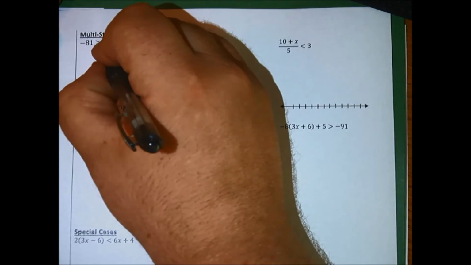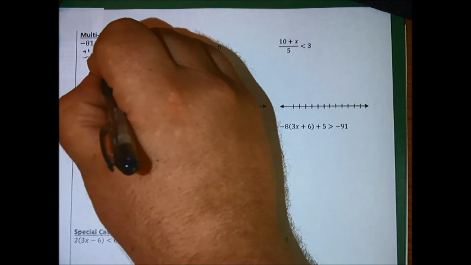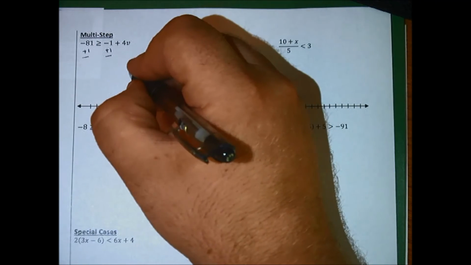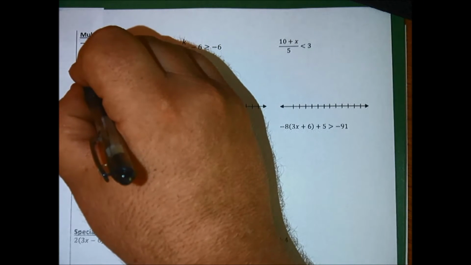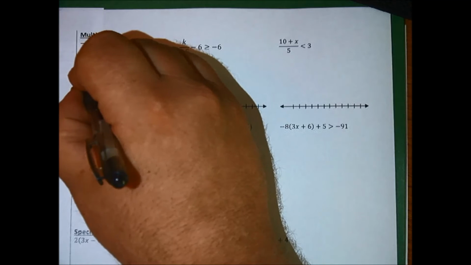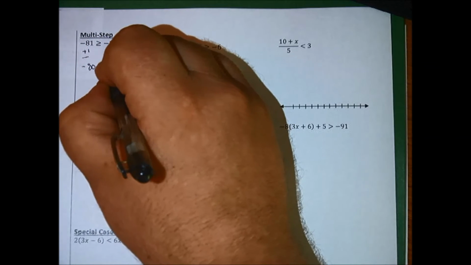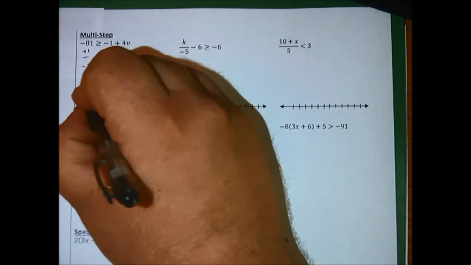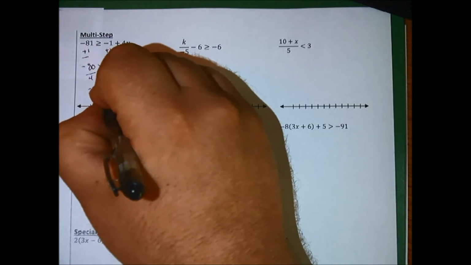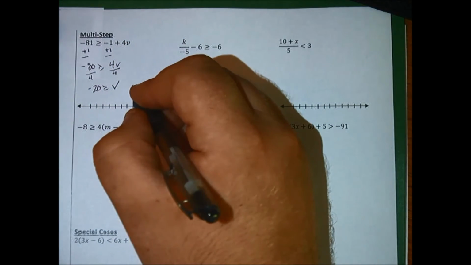Okay. So to solve this, I'm going to go ahead and add 1 first, just like you'd solve an equation. Okay, don't get freaked out because there's multiple steps here. But negative 81 plus 1 is going to be negative 80. And that's greater than or equal to 4v. Divide by 4. Divide by 4. We have negative 20 is greater than or equal to v.